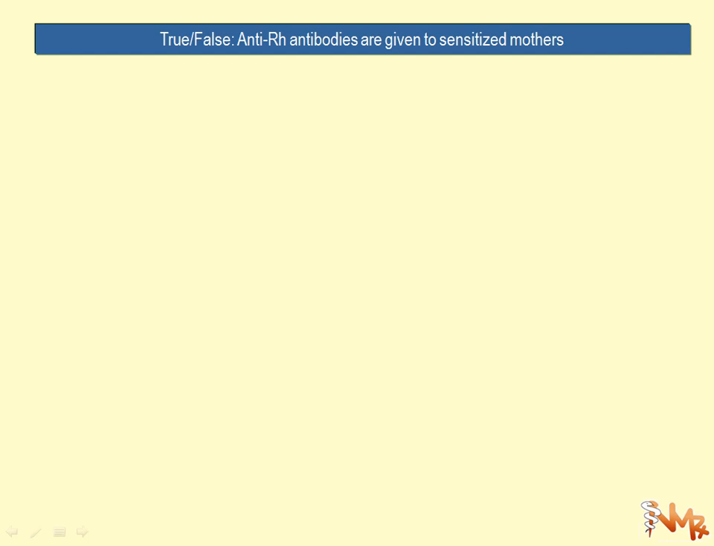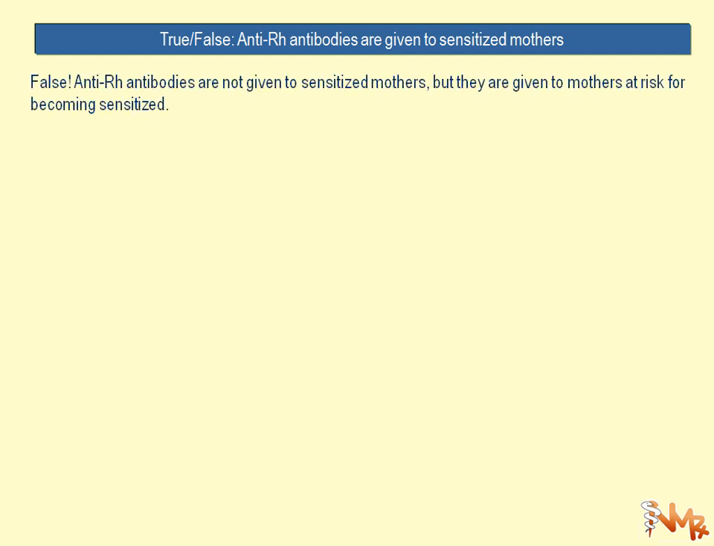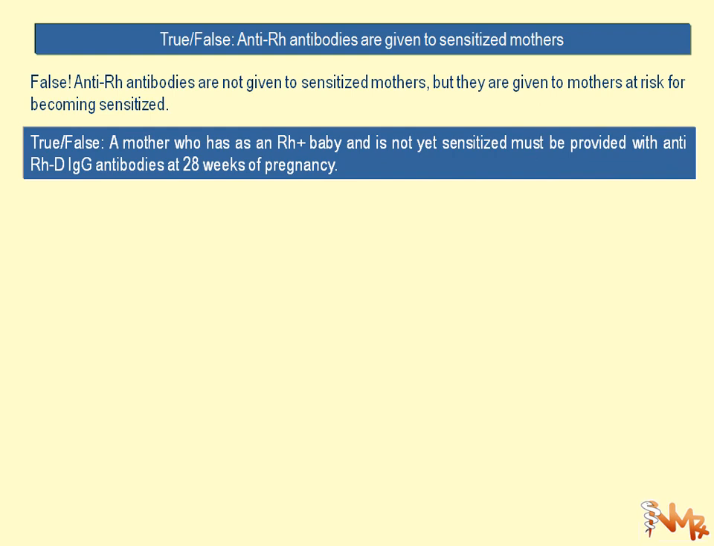True or false? Anti-Rh antibodies are given to sensitize the mothers. I already answered this. This is false. Anti-Rh antibodies are not given to sensitized mothers, but they are given to mothers at risk for becoming sensitized. True or false? A mother who has Rh positive baby and is not yet sensitized must be provided with anti-RhD IgG antibodies at 28 weeks of pregnancy.